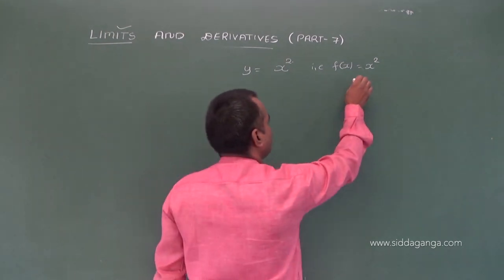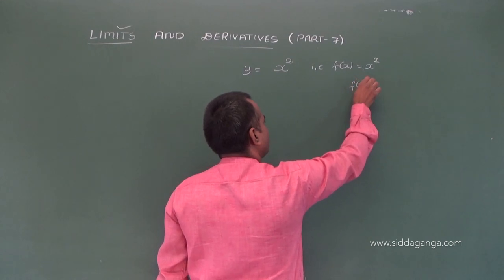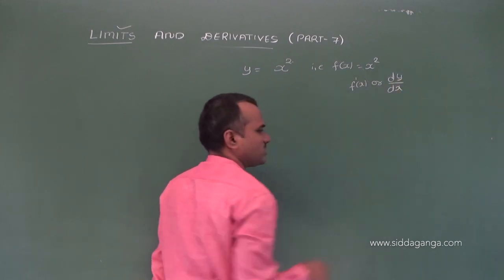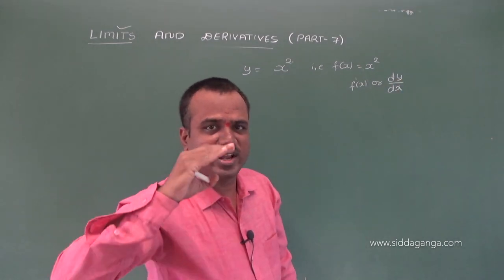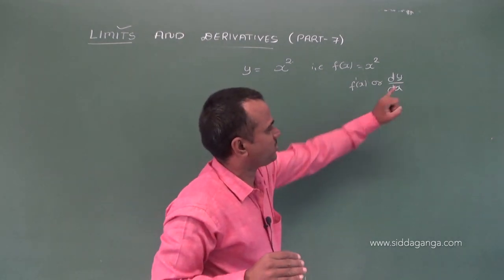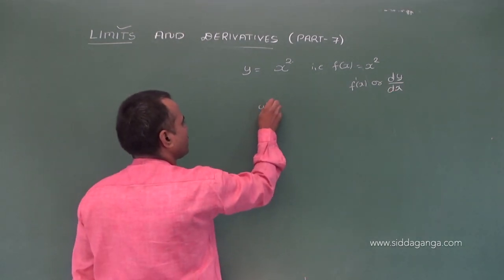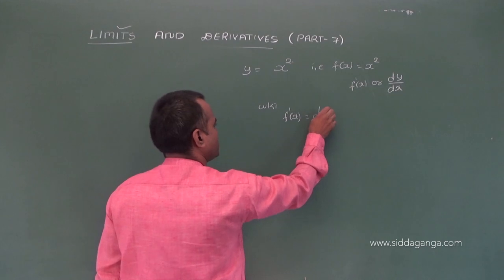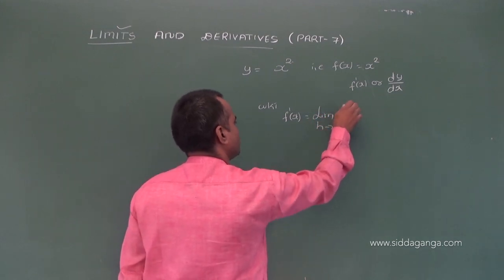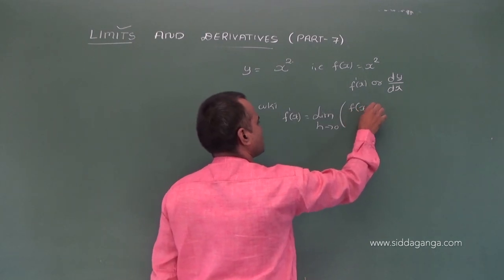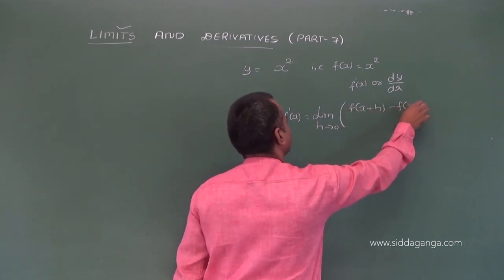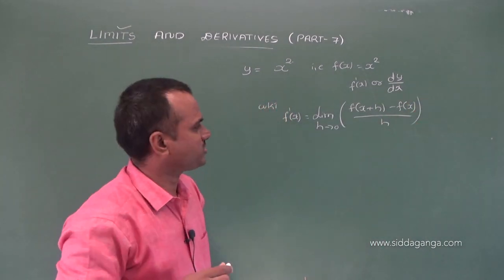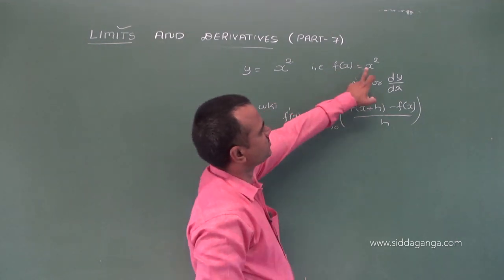That means we have to find f dash of x, both are the same, or the rate of change of y with respect to x. If anybody asks what is the geometrical meaning of derivative, it is the rate of change of y with respect to x. So we know the derivative definition: f dash of x is limit h tends to 0, f of x plus h minus f of x divided by h. That means f of x is what?